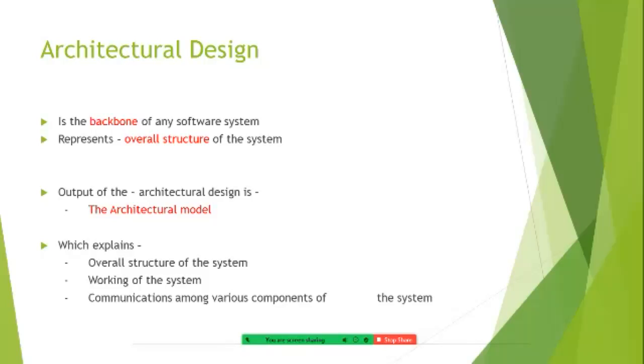Hello friends, this is the architectural design. The architectural design is the backbone of any software system. It represents the overall structure of the system. The output of the architectural design is the architectural model, which explains the overall structure of the system, the working of the system, and communication among various components of the system.